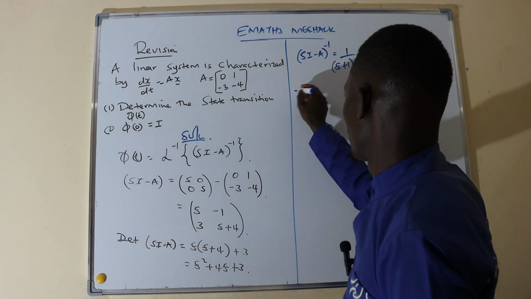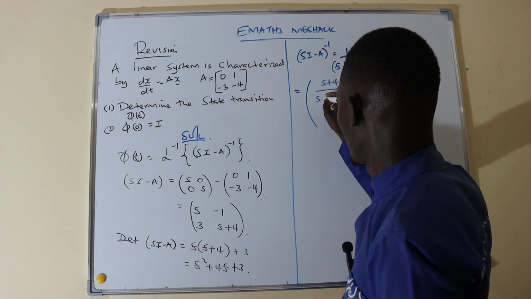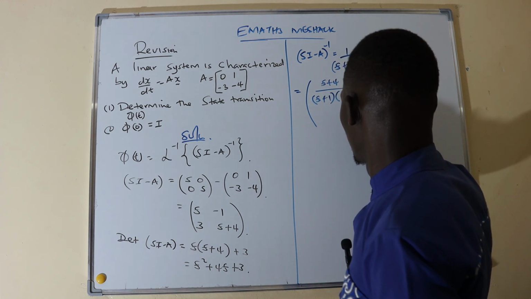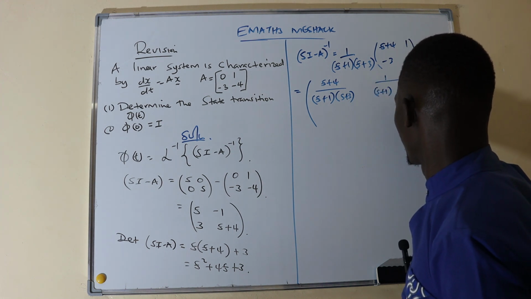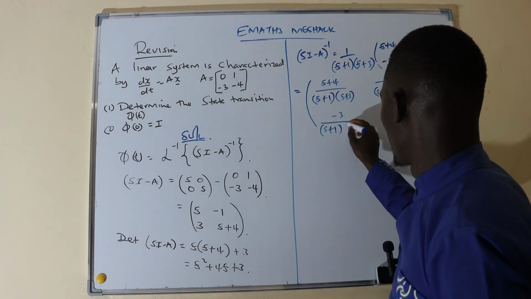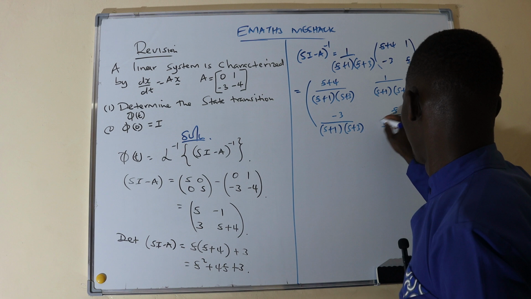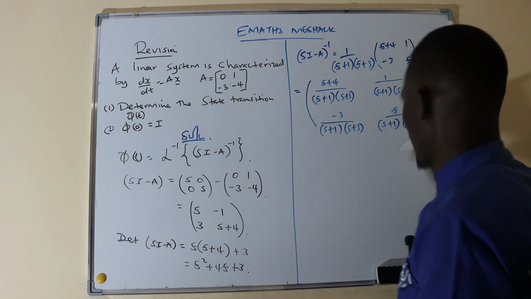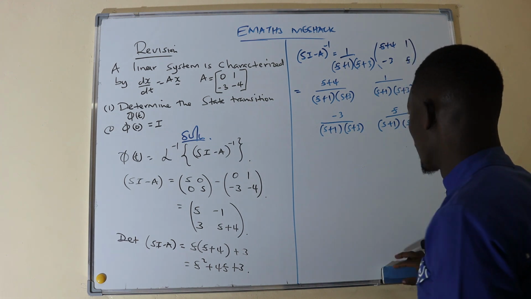So we shall have, therefore, this one equals S plus 4 over S plus 1, S plus 3. The same multiplies with this, so it is 1 over S plus 1, S plus 3. Then again with this, so we have negative 3 over S plus 1, S plus 3. Then we have S over S plus 1, S plus 3. So each and every element will be multiplied by the determinant, which is treated as a constant by the end of the day.